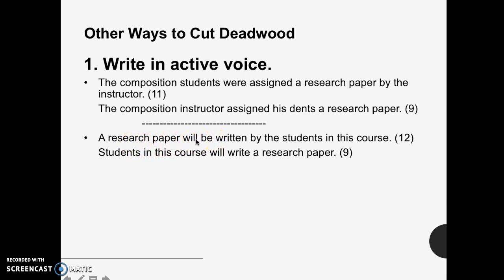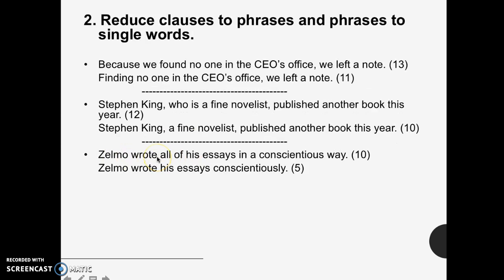This is passive voice, because you have the research paper doing the action, and really the research paper isn't doing anything. Who or what will be doing the action is the students, and so we make those the subject of the sentence. So students in this course will write a research paper. Instead of the research paper will be written by, anytime you have by in there, it's probably a passive voice. And so to change that into active voice, to make the subject do something, makes that an active voice.